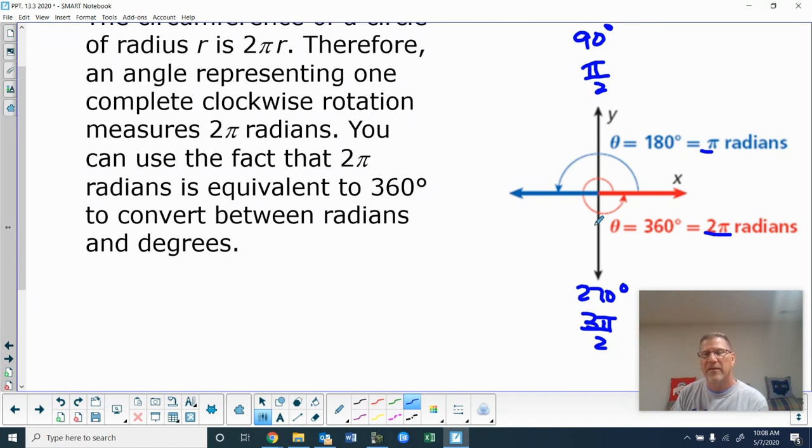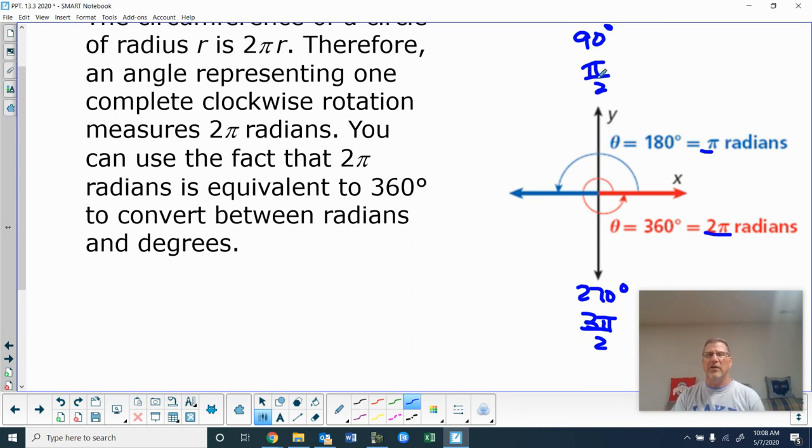And then if we start here and go around 3/4 of the way, that's 270 degrees. 180 plus 90 more is 270, which is 1.5 pi, 1 pi plus another half pi, or we say that's 3 pi over 2, 3/2 pi. So those are things you should remember.